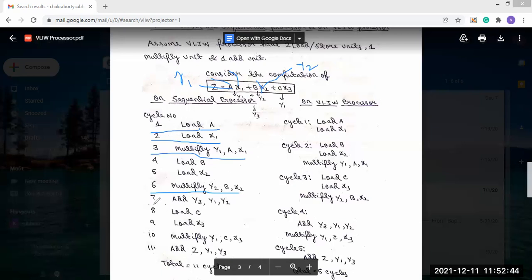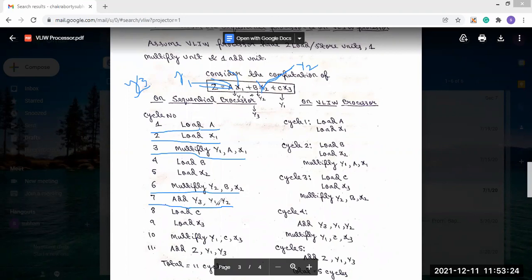Okay, so now we have the product values Y1 and Y2. So in the seventh clock cycle, what do we do? We add these two values Y1 and Y2, and let's say we store the result into Y3. Because AX1 plus BX2: the AX1 value is stored in Y1 and the BX2 value is stored in Y2. So the addition of these two will be stored into Y3. So what operation will we write there?